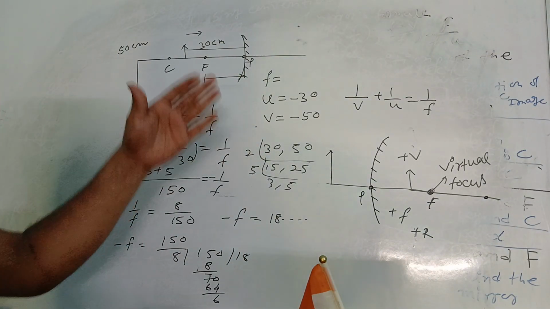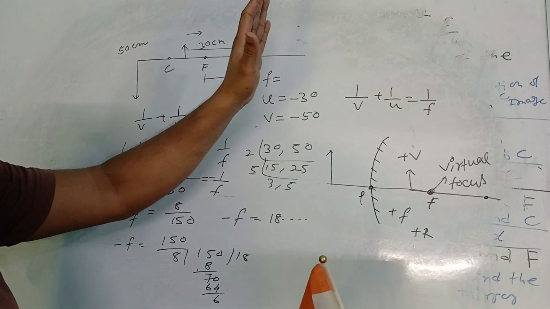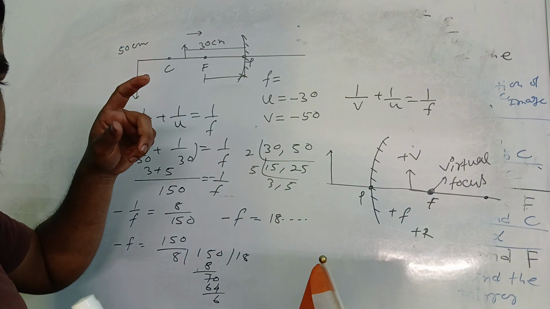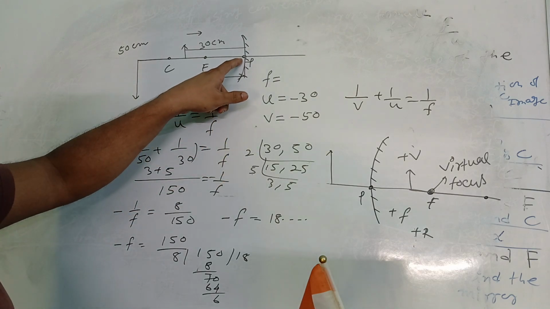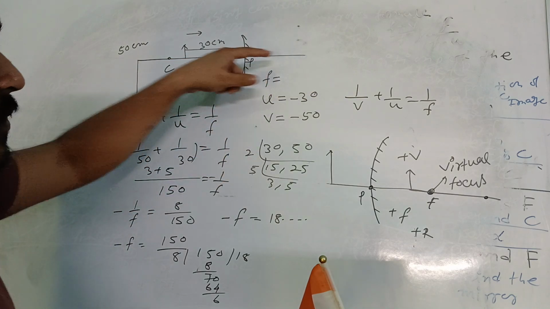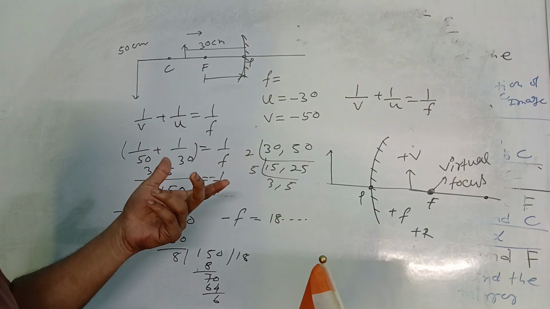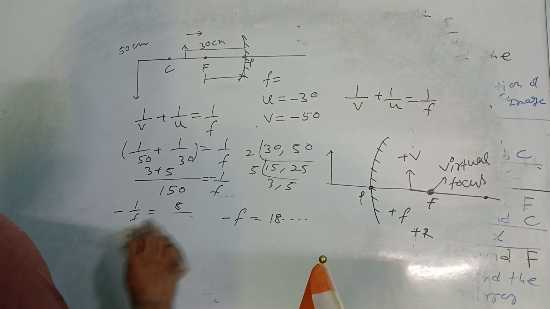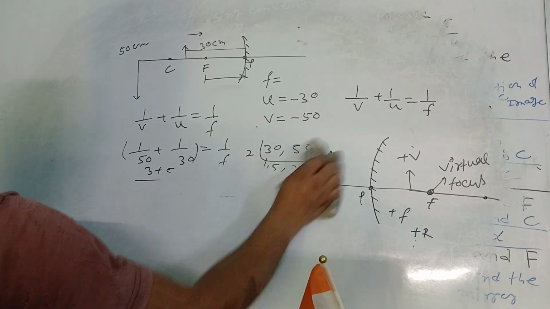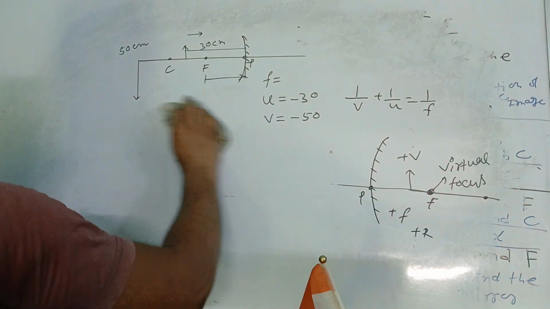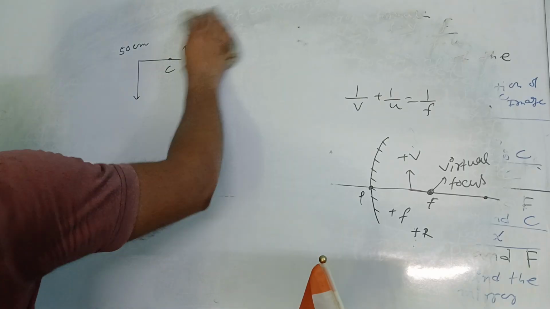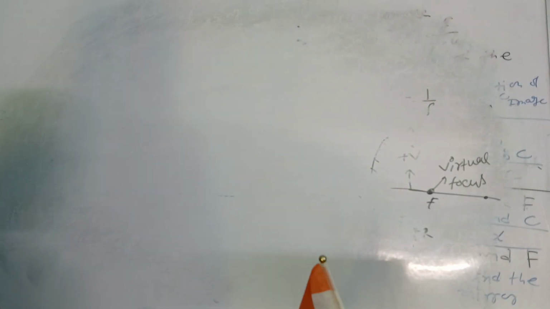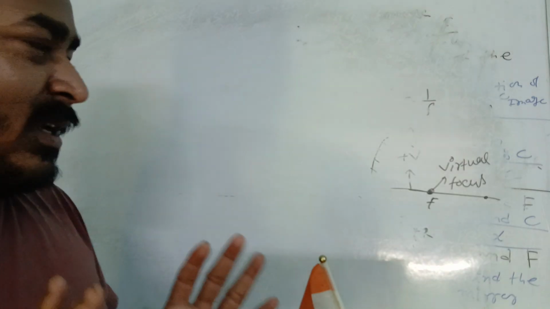So sign convention. Along the direction of incident ray it is positive, and opposite to the direction of incident ray it is negative. From where do you have to measure the distances? From the pole. So along the direction of incident ray positive, opposite to the incident ray negative, simple. Okay. Is it clear?